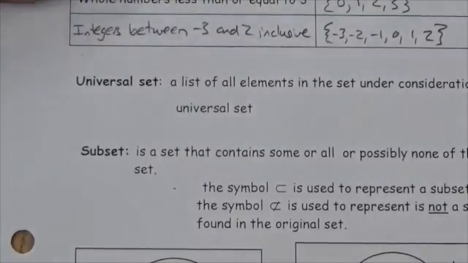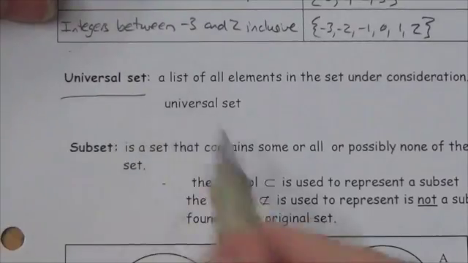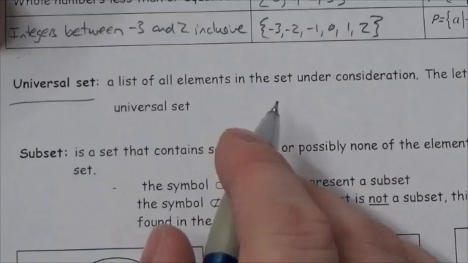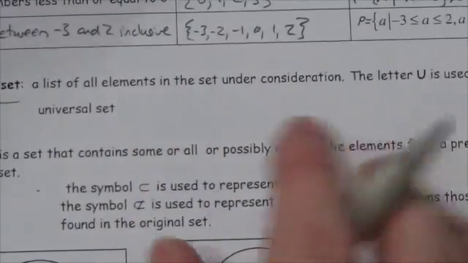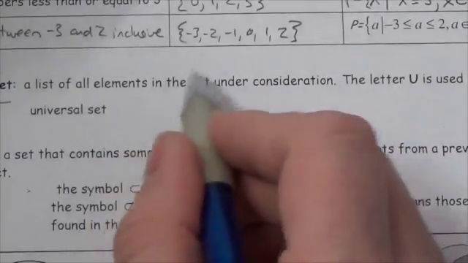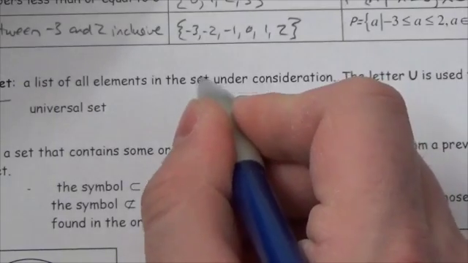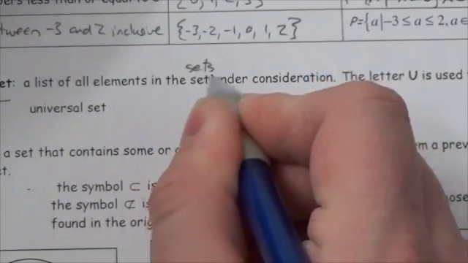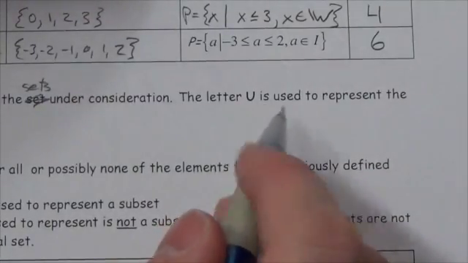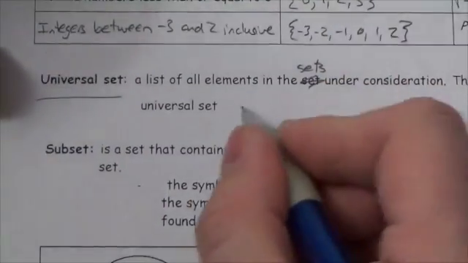Okay, now we're going to look at some other definitions, things that you should know when we're talking about set theory. We'll start off with the universal set. The universal set is the list of all elements in the sets under consideration. Essentially, we use the letter U to represent this universal set, and what it does is it represents everything.